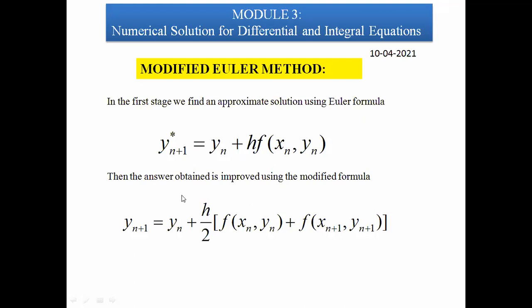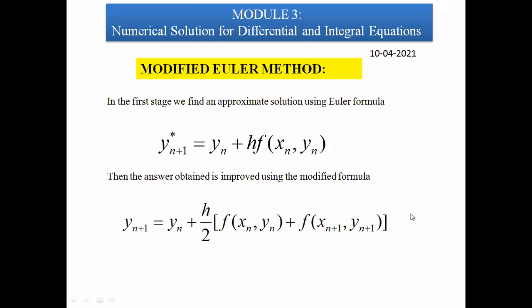Then we modify this using another formula. At the same stage, the solution is given by y suffix n plus the average value of the slopes at two consecutive points. That is h by 2 into f of x n comma y n plus f of x n plus 1 comma y n plus 1. This is the formula you have seen. So the modified formula means you have to use two formulas, which you have to remember.